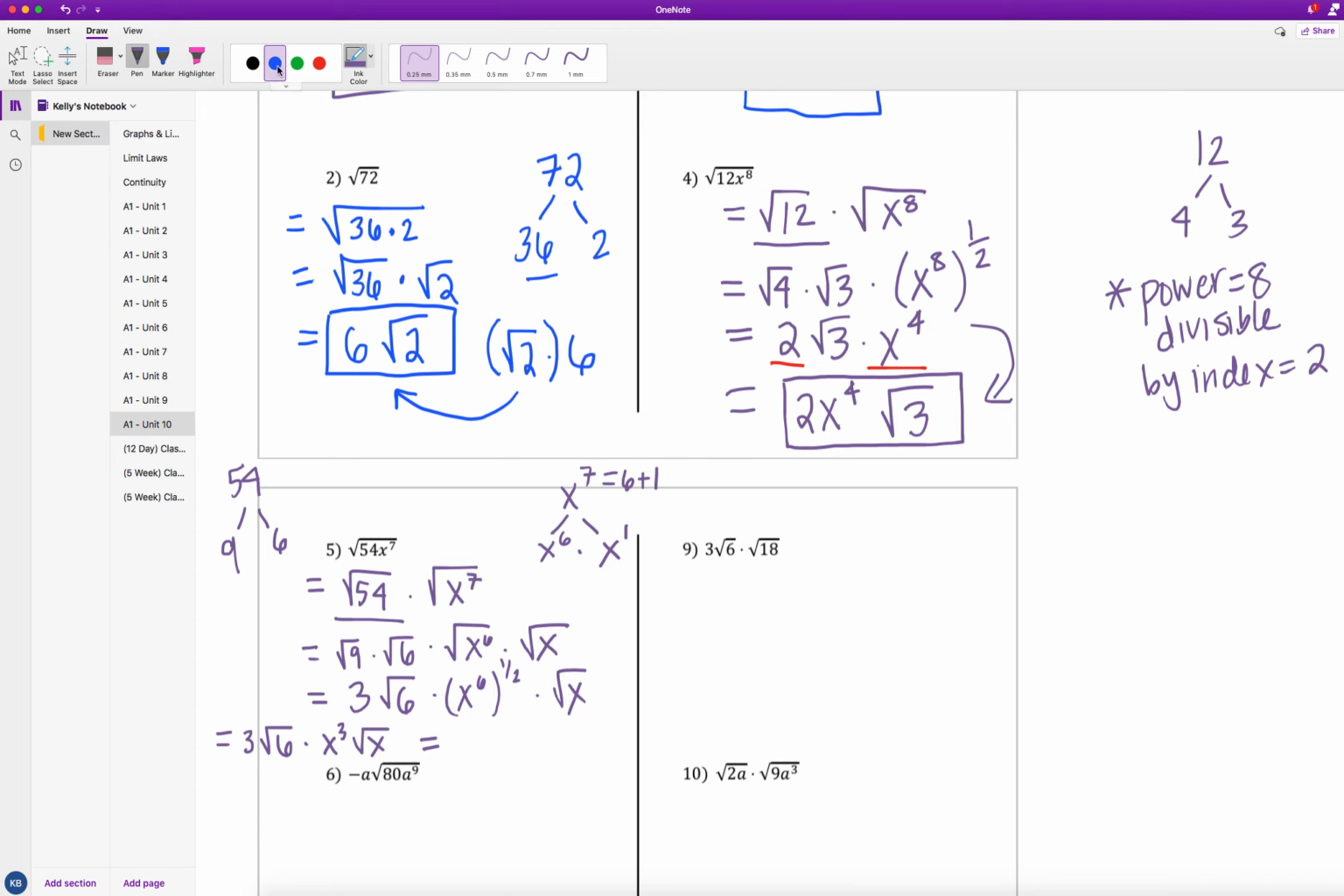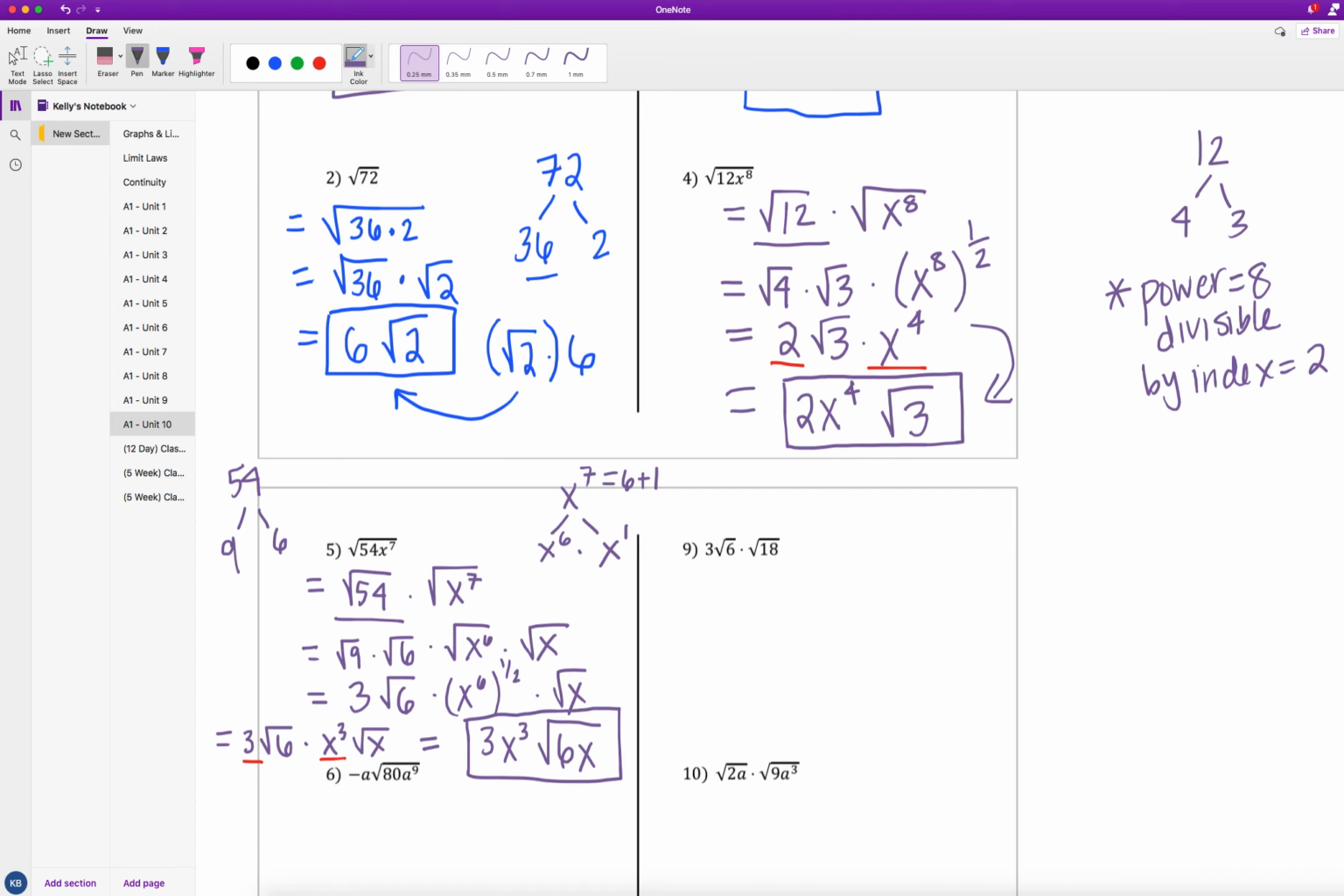So in this piece, the stuff that is outside the square roots is going to be the 3 and the x to the 3rd. So I can multiply those and get 3x to the 3rd. And then inside the square roots, I have the 6 times the x. So we'll end up with 6x inside the square root. And this will be our final answer.